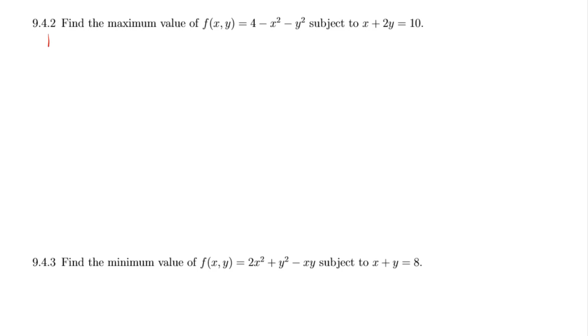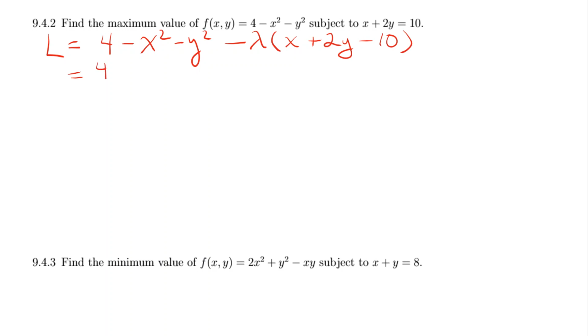Good times. Speaking of good times, I'm going to jump right to making my Lagrange function here. So I've got my original function, 4 minus x squared minus y squared, minus the new g function I would make, which would be a negative lambda times, we're going to end up with x plus 2y minus 10. Let's go ahead and do some distribution here.